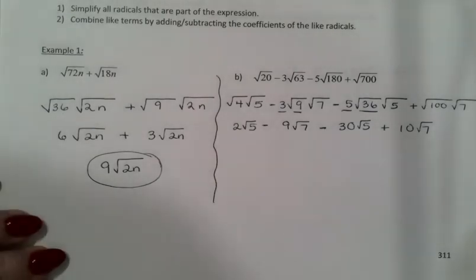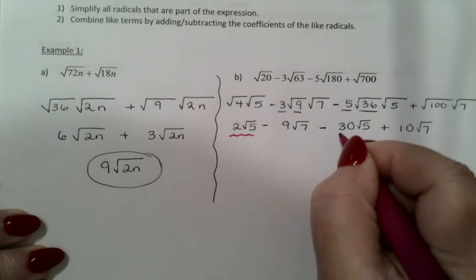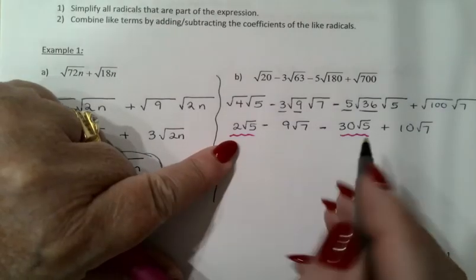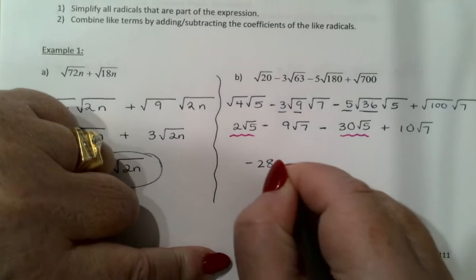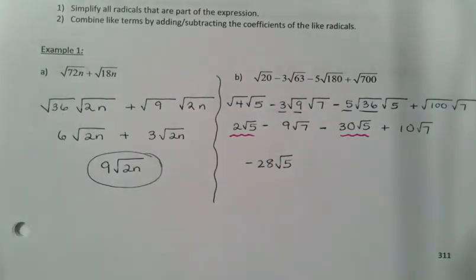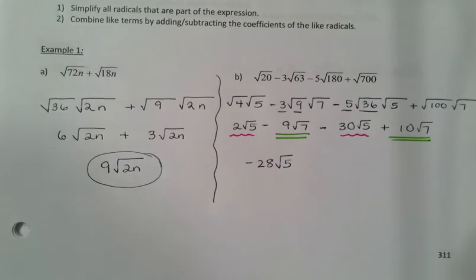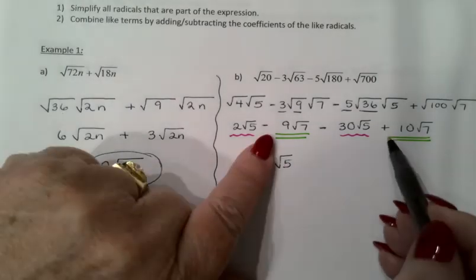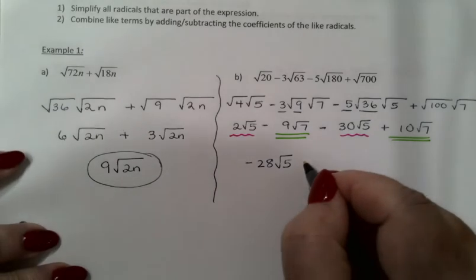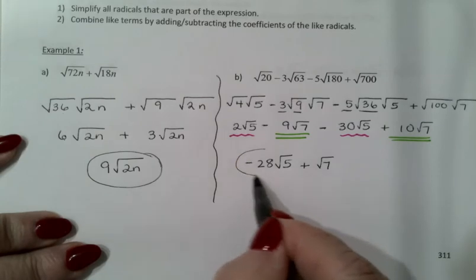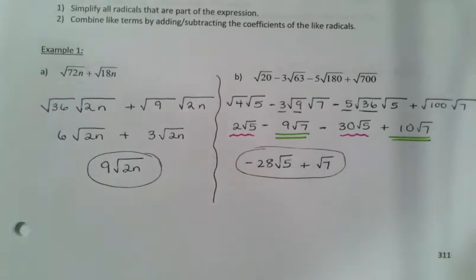All right. Those are like radicals. They both have a square root of 5, so it's okay to combine them. 2 minus 30 would give me negative 28 times the square root of 5. And then these are also like radicals. They both have a square root of 7. So I'm going to go negative 9 plus 10 would be plus 1 times the square root of 7. Can't combine those anymore. They're not like radicals, so I'm done.